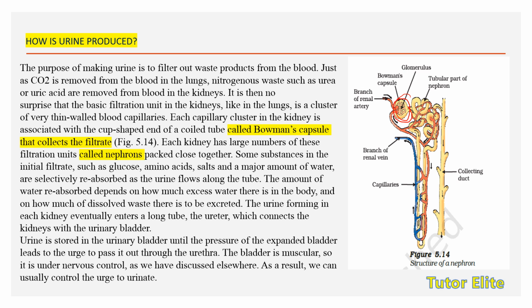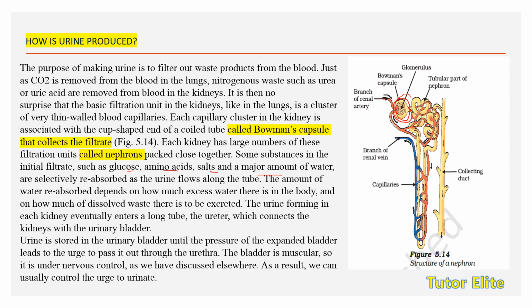Each kidney has a large number of these filtration units called nephrons. So the unit of the kidney is the nephron. Packed close together, some substances in the initial filtrate such as glucose, amino acids, salts and a major amount of water are selectively reabsorbed as the urine flows along the tube. The amount of water reabsorbed depends on how much excess water there is in the body and how much dissolved waste there is to be excreted.